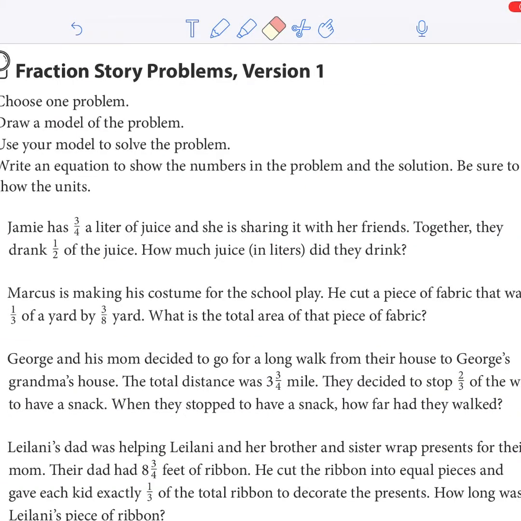Okay, so today we're going to be looking at fraction story problems, as I mentioned. We're going to look at a problem, draw a model of the problem, use the model to solve, and then write an equation to show the numbers in the problem and the solution. So these here are our instructions, this is what I just read from, okay?